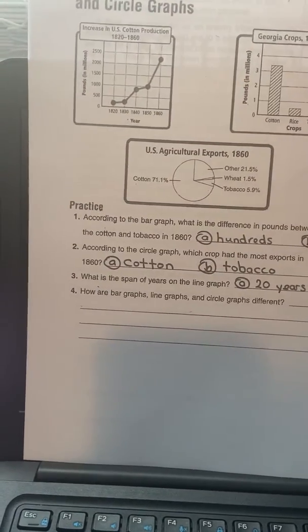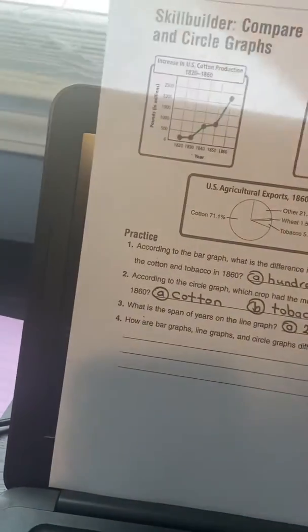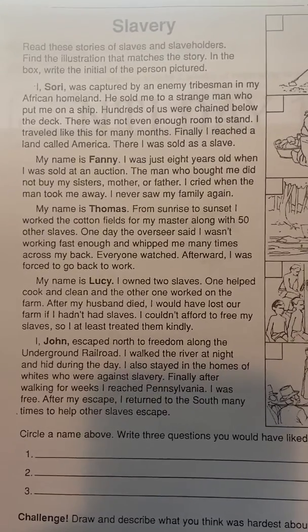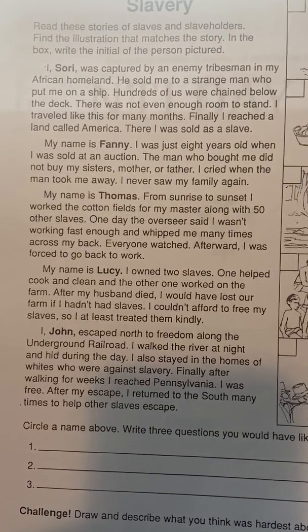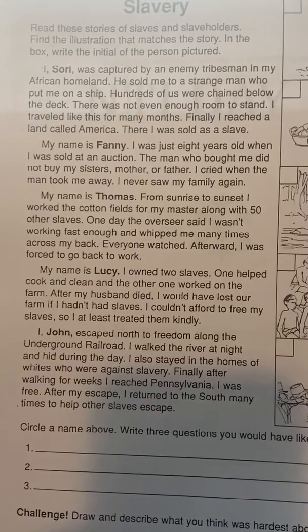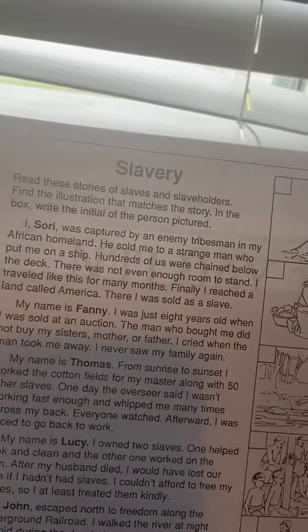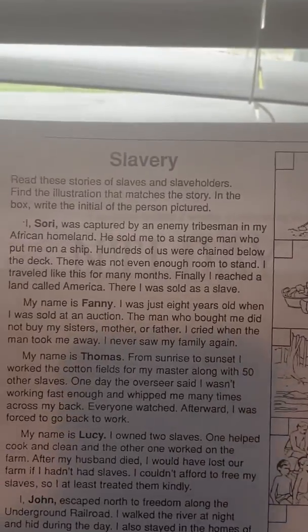Okay, next I'm going to read a passage on slavery, if I can get to it. It says, read these stories of slaves and slaveholders. Find the illustration that matches the story, and in the box, write the initial of the person in the picture. Okay, so here you have some illustrations. I'm going to read 5 paragraphs, and we're going to figure out which one matches the picture.